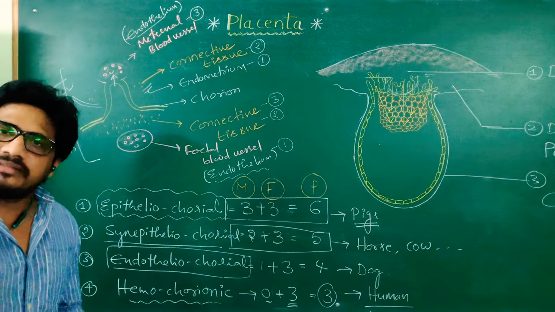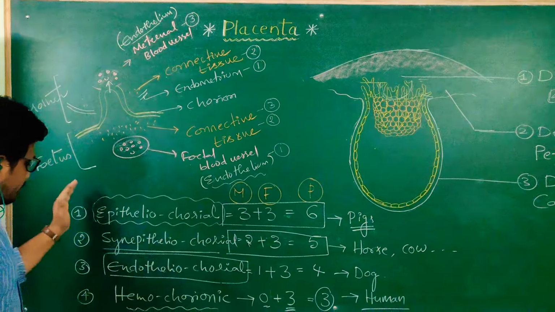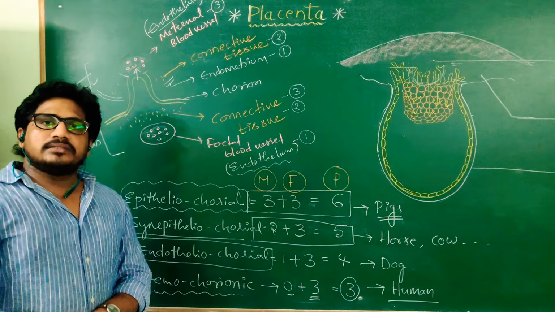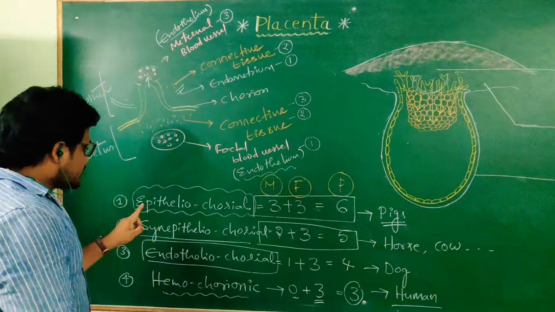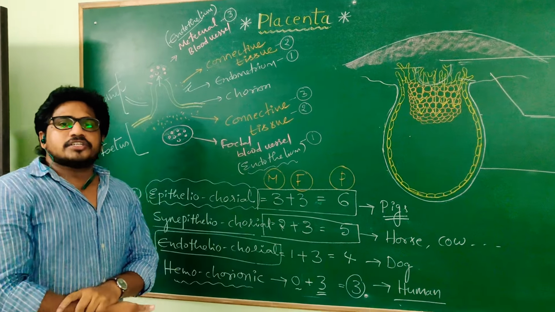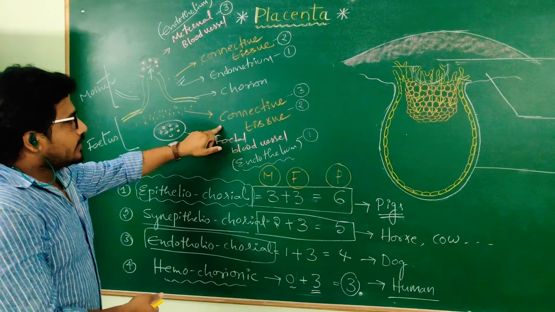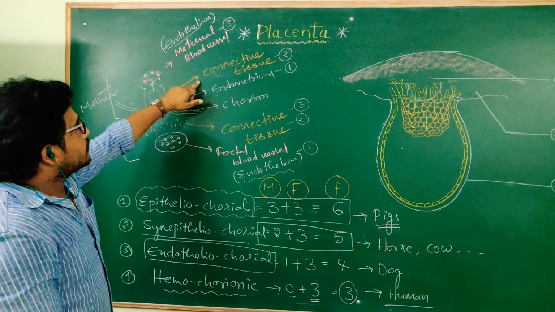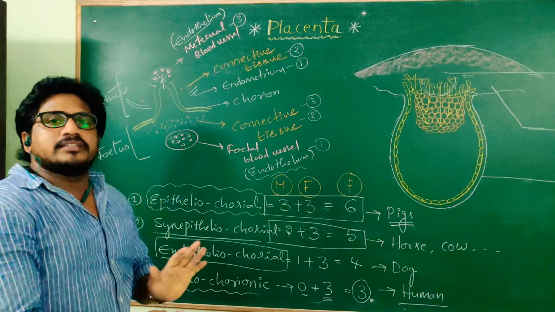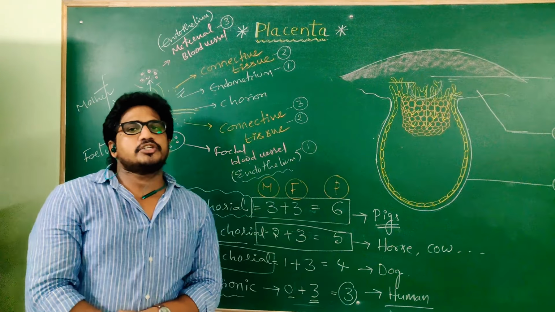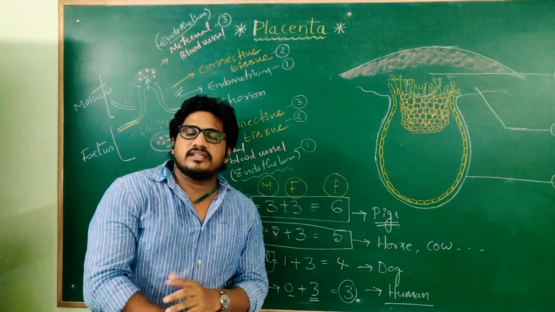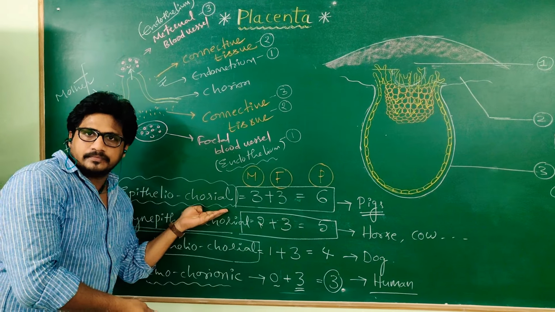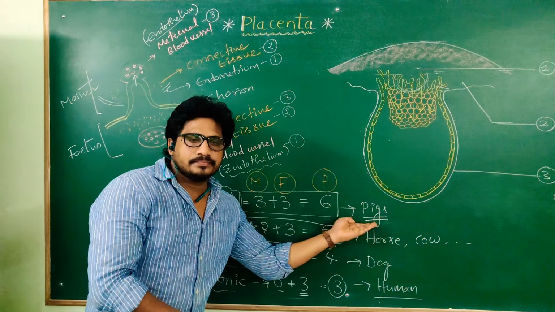I will recap the session in a quick manner. In total there are 4 different types of placentas according to the layers contributed by the mother and fetal parts. The number 1 is epitheliochorial placenta, in which the endothelium, connective tissue and chorion of the fetus are fusing with the endometrium, connective tissue and blood vessels, the endothelium, of the mother. So 3 different tissues of the fetus are synchronizing with the 3 different tissues of the mother and form epitheliochorial placenta. Clear? Example, pigs.